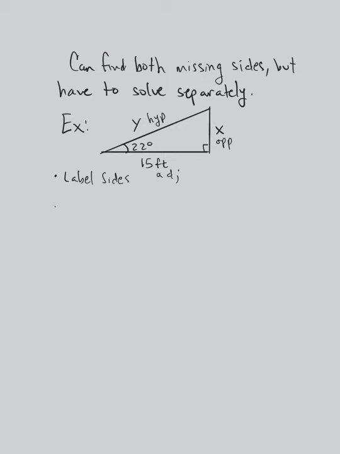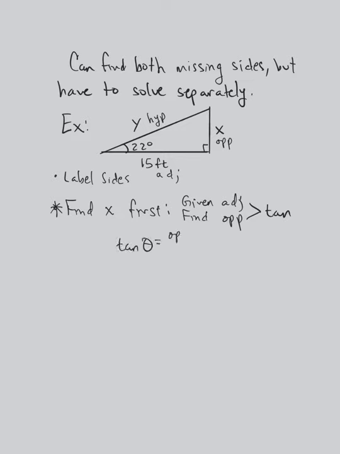Now, in terms of the labeling, we have to do these two separately. So let's just pick a side to find first. Let's find x first. We're given the adjacent side, and what do we want to find? Since we're finding x, we want the opposite side. Next, you identify the trig function that relates those two sides. This is like the last example. We're going to use the tangent. Next step is to write the definition. Tangent of theta is equal to the opposite over the adjacent.